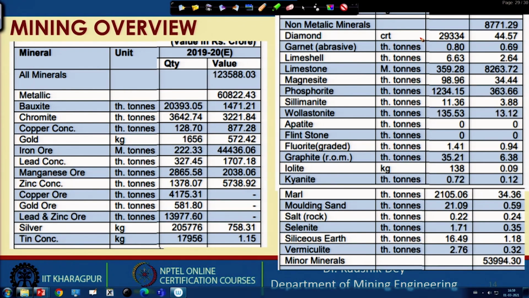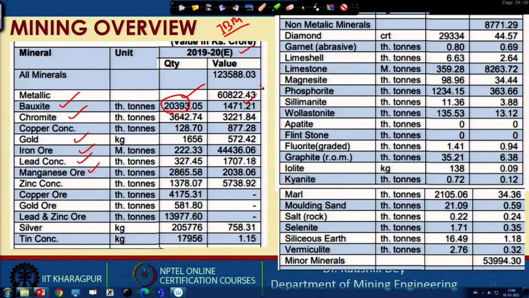These values are available on the Indian Bureau of Mines website, the IBM website. This is the 2019-20 estimated values. You can see different minerals. Bauxite is basically the ore of aluminum, then chromite, gold, iron, lead, manganese. You can see how much quantity is being produced. This is expressed in 1000 tons, and its values are given at this position.